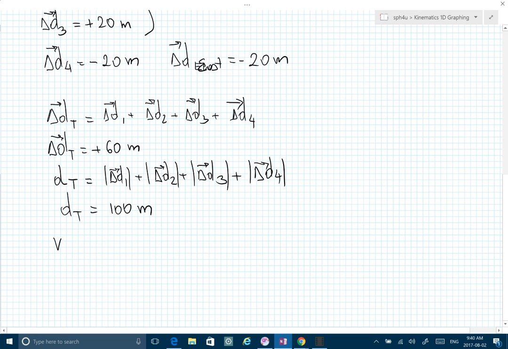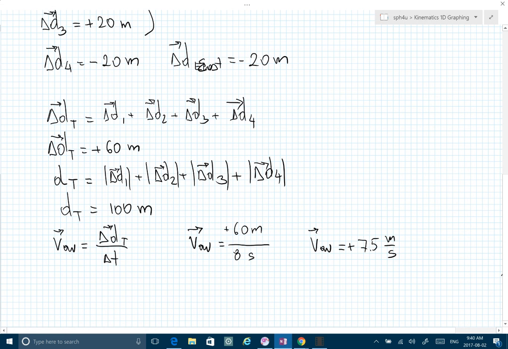So now, can I find average velocity? Absolutely, yes. Average velocity is delta D total over delta T. So average velocity is 60 divided by 8, so it's plus 60 meters divided by 8 seconds. I'm just opening my calculator. 60 divided by 8 is 7.5. So average velocity is plus 7.5 meters per second.